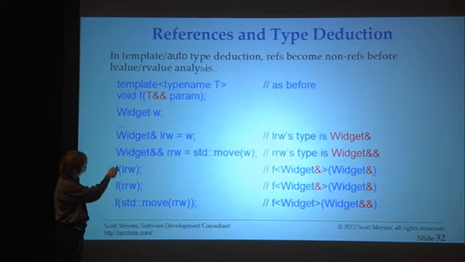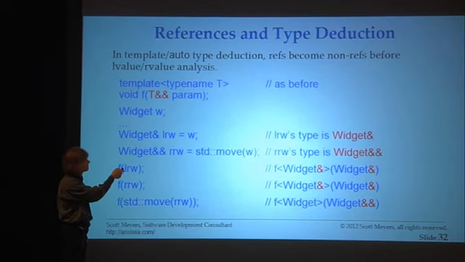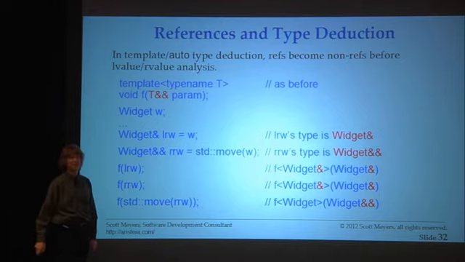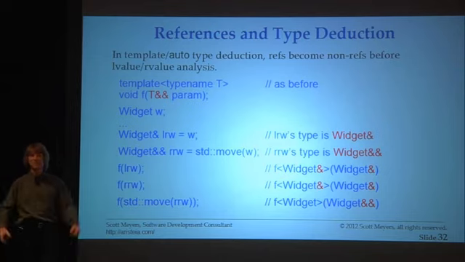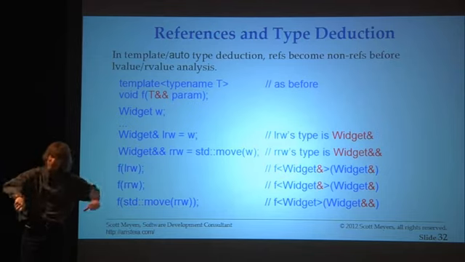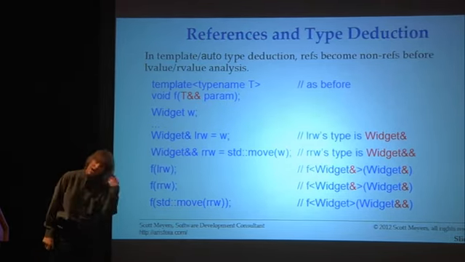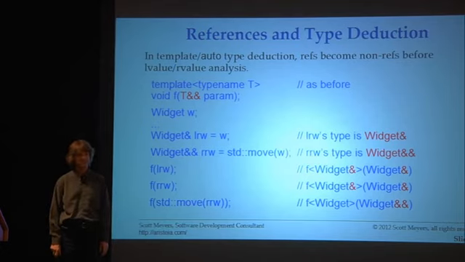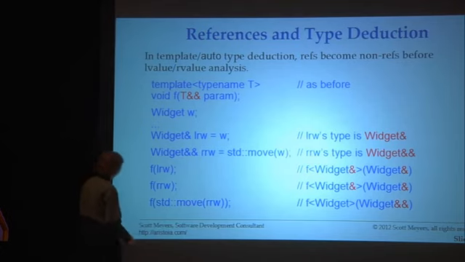In template and auto type deduction, references become non-references before lvalue and rvalue analysis is applied. So if the type is a reference, you strip off the references, and then if it's an lvalue, you add the reference back on. So let me give you an example.